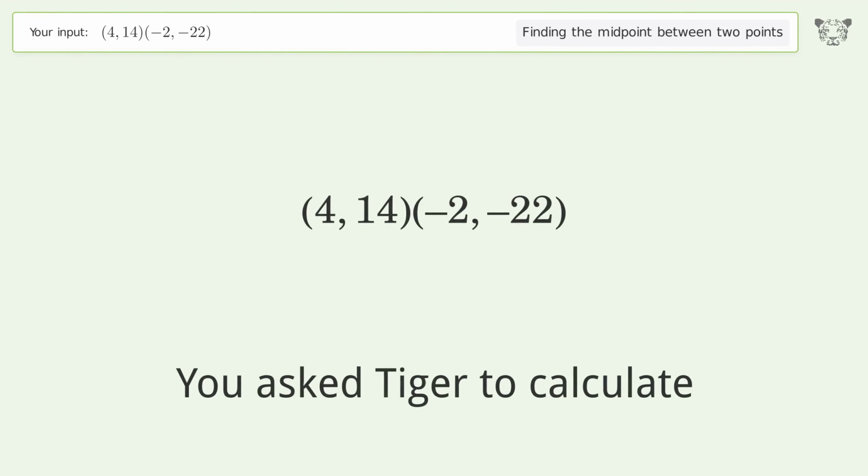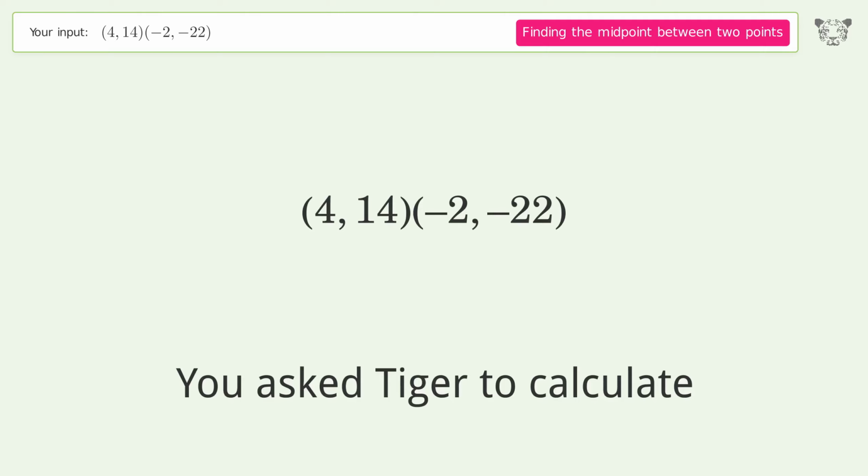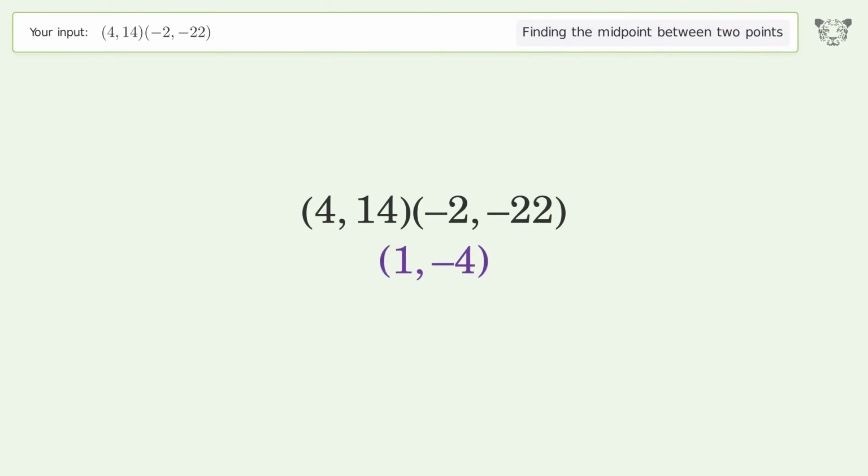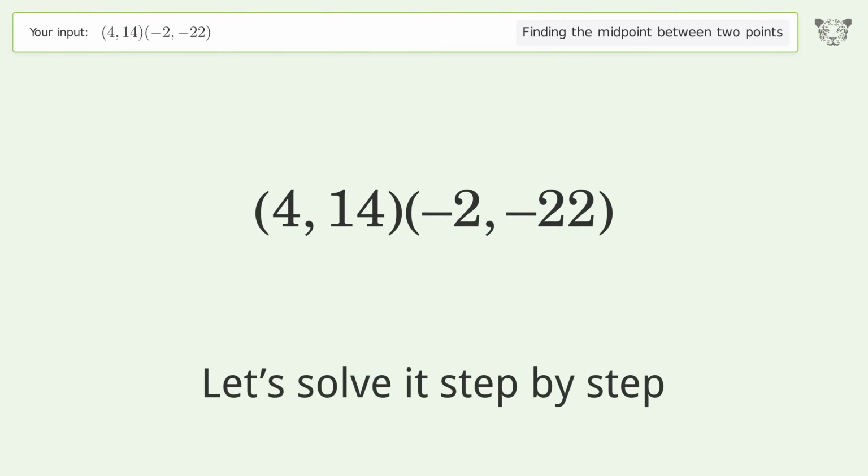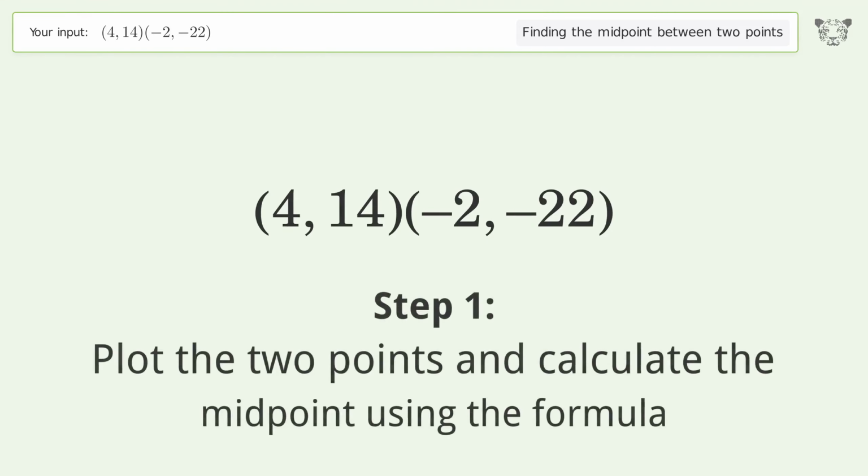You ask Tiger to calculate. This deals with finding the midpoint between 2 points. The midpoint between the 2 points is (1, -4). Let's solve it step by step. Plot the 2 points and calculate the midpoint using the formula.